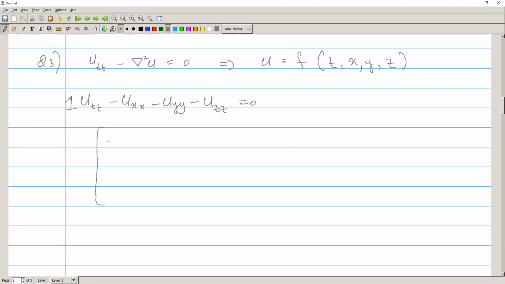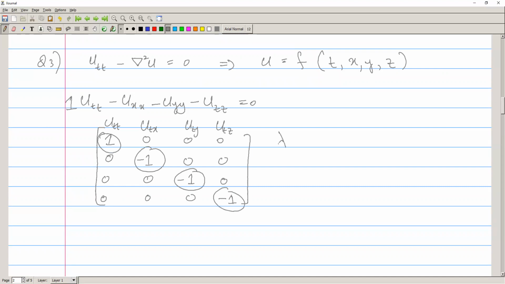Now the coefficient of utt is 1, so it will be 1 here, and 0, 0, and 0. This is utt, this is utx, this is uty, this is utz, right? Then utx is 0. Then uxx is -1, uyx 0, uzx 0, uyt 0, uxy 0, uyy -1, uyz 0, utz 0, uxz 0, uyz 0, and uzz is -1. So again, it's a diagonal matrix, so the eigenvalues are the diagonal entries.